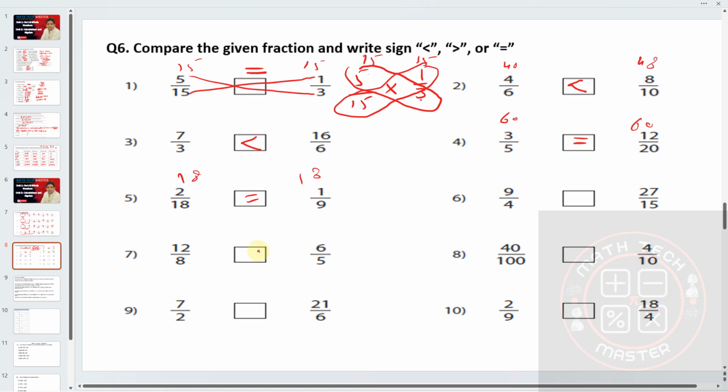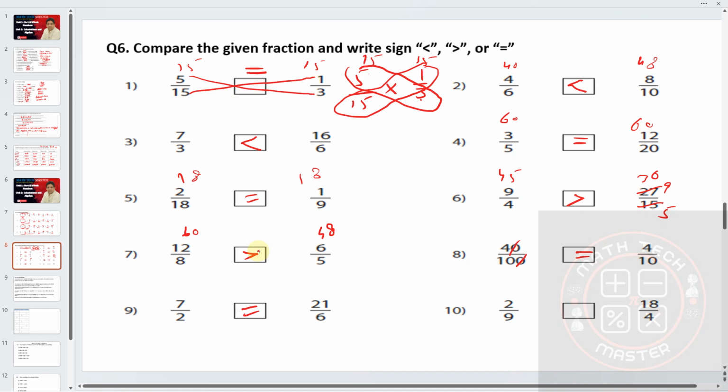Okay, 9 over 4. So 4 2s are 8, or we can simplify the fraction to make it easy. 3 9s, 3 5s. Now 5 9s are 45 and 4 9s are 36. We can see that 45 is bigger. 12 5s are 60, 8 6s are 48. So this one is greater. 4 over 10. Okay, we can simplify this number by cutting the 0 on the right side. Both sides are 4 over 10. So these are equal. 2 21s are 42, 7 6s are 42, both are equal.